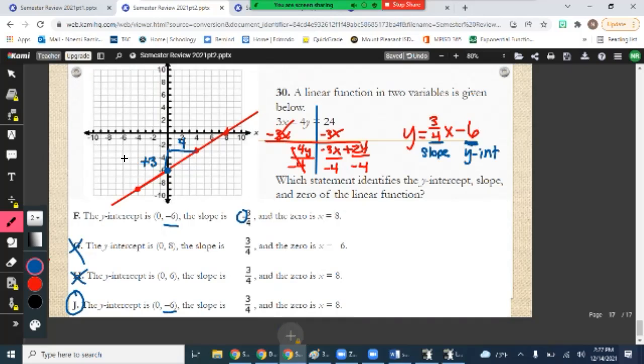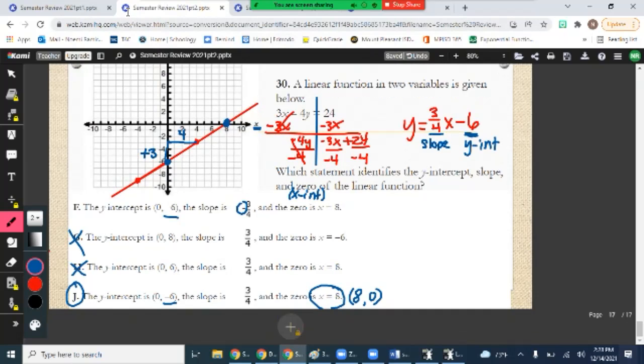Now, just because, what if both of them were positive? What is the 0? 0 is another word for x-intercept. X-intercept, where it crosses the x-axis. Where does it cross? 8. So there's your x equals 8. But just in case they give it to you as an ordered pair, what is 8 as an x-intercept, as an ordered pair? 8, 0. All right, questions?